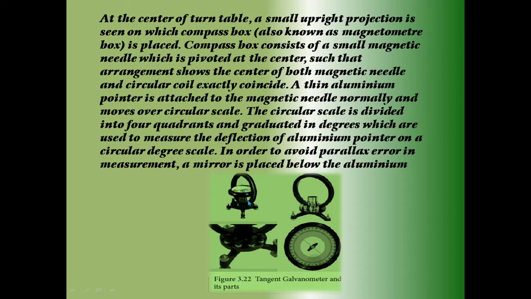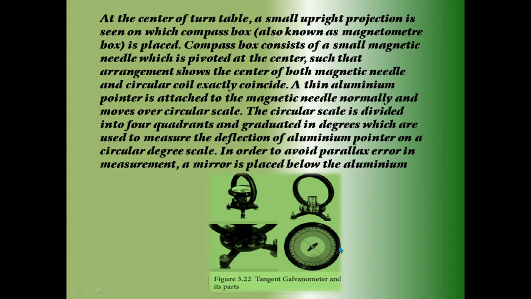Exactly coincide. A thin aluminum pointer, this is the thin aluminum pointer here, is attached to the magnetic needle normally and moves over a circular scale. This is the circular scale. The circular scale is divided into 4 quadrants and graduated in degrees.